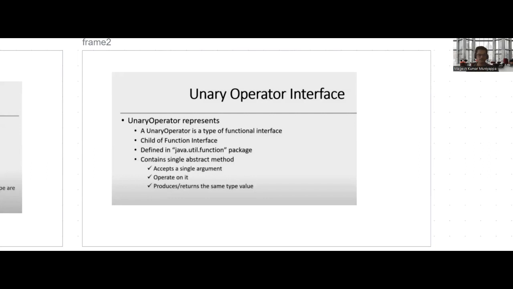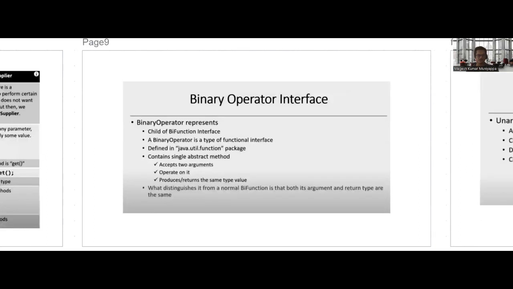This also I'll try to give some working session around unary operator. Let's catch that in that working session. And the last one is the binary operator interface. So this is a child of the BiFunction interface. BinaryOperator is a type of functional interface, a part of java.util.function. It takes two arguments as an input, okay, and operates on them and produces the same type of value.